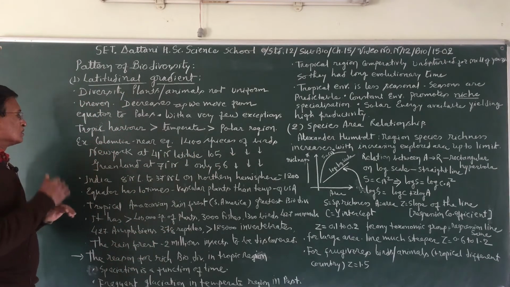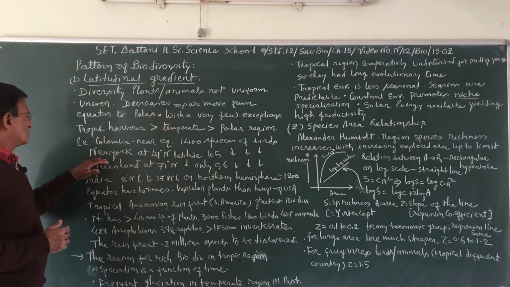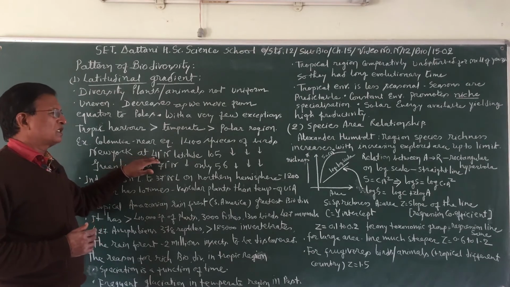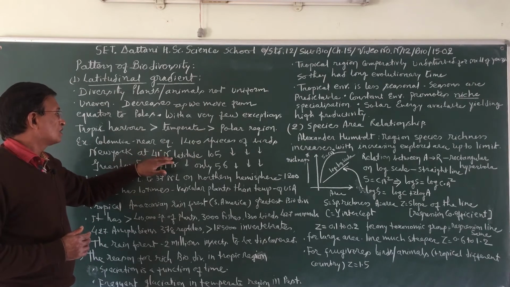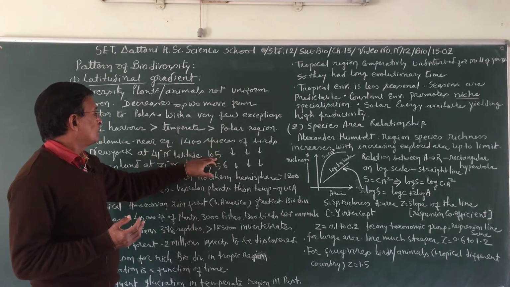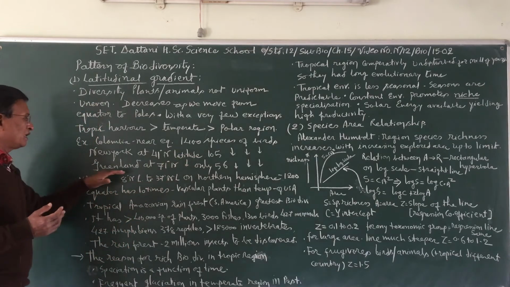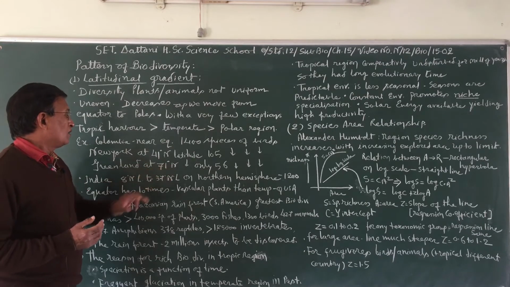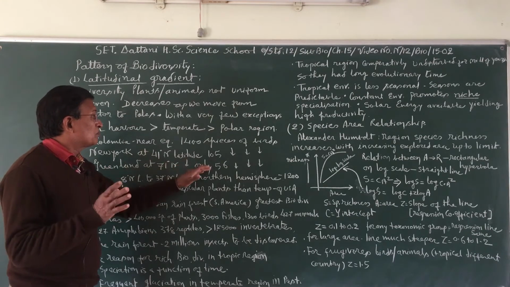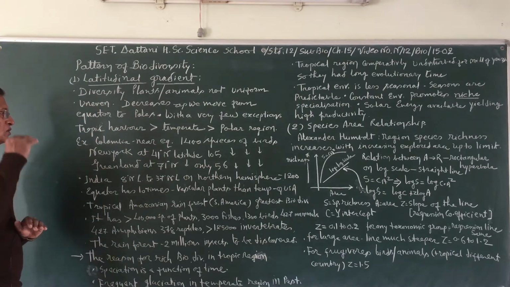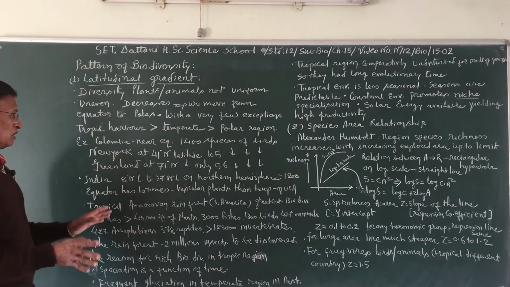Then if we go somewhat north, to New York in North America, situated at 41 degrees north latitude, there are only 105 species of birds. So far as Greenland is concerned, it is situated at 71 degrees north latitude, and only 56 species of birds are found. So if we go from 0 to higher latitudes, the richness of plants and animals decreases.